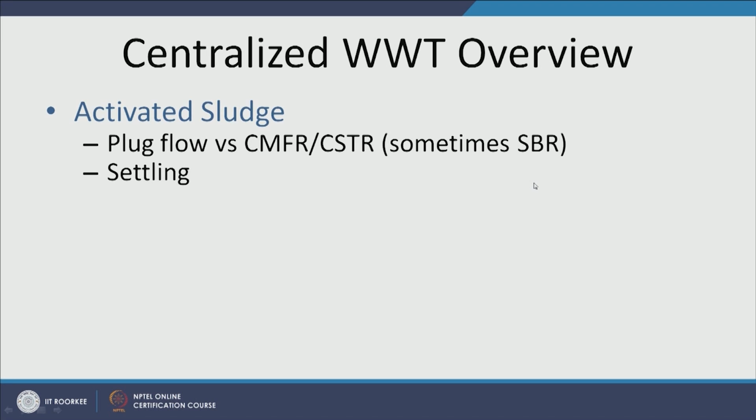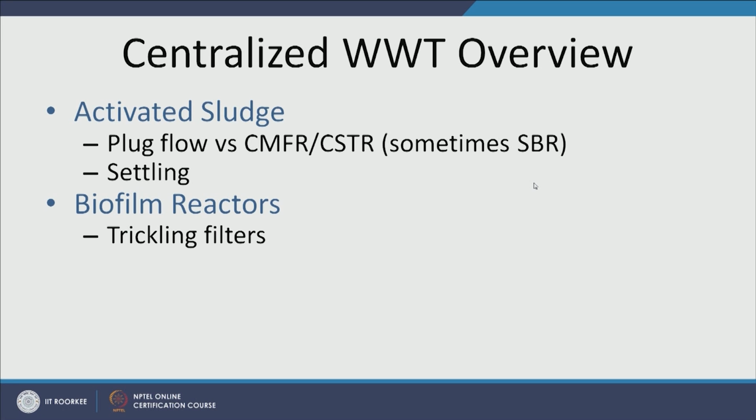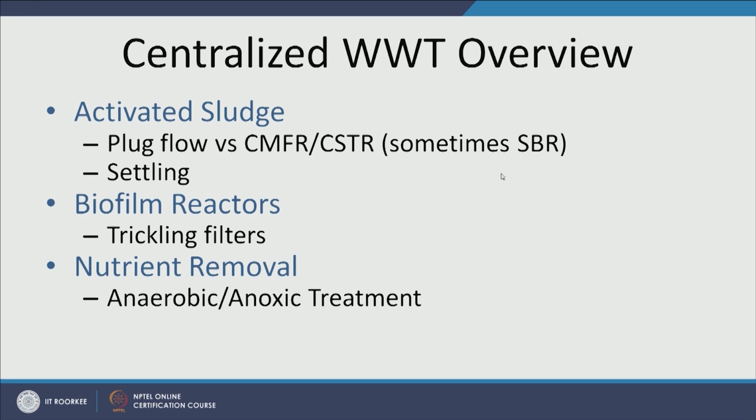Okay. Now, in centralized wastewater treatment, there are a few very important sections. The place in the wastewater treatment where waste is removed biologically can either be an activated sludge process tank, it can be a biofilm, or we can talk about nutrient removal. These are the three places where microbial processes are used. Let us talk about activated sludge.